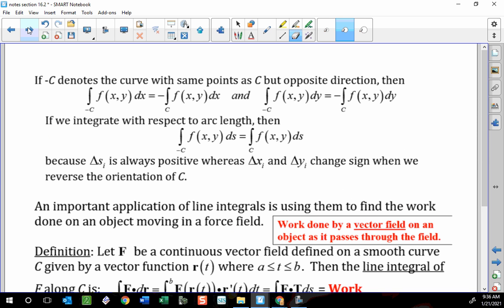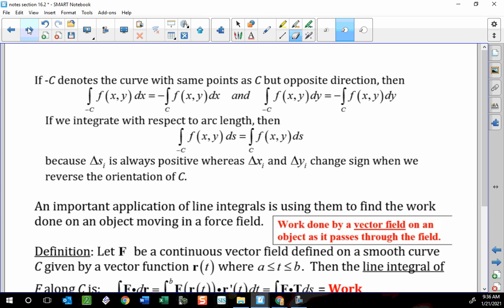But when you integrate with respect to arc length, it doesn't matter, basically. Arc length, it doesn't matter which direction you're going. And so that's just a little side note if you ever see that. It won't really affect you doing your problems or anything like that.